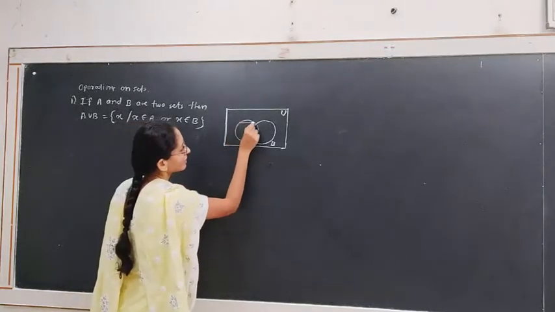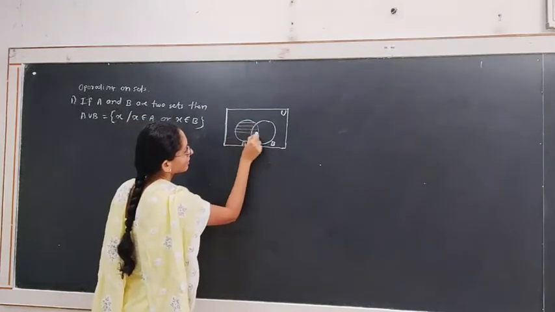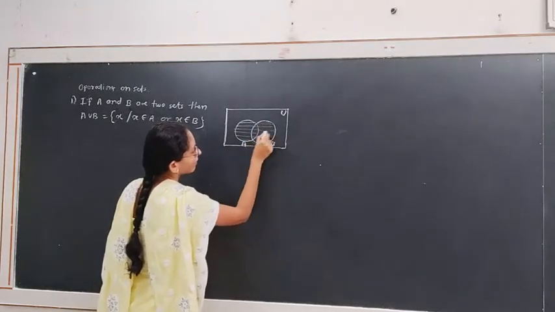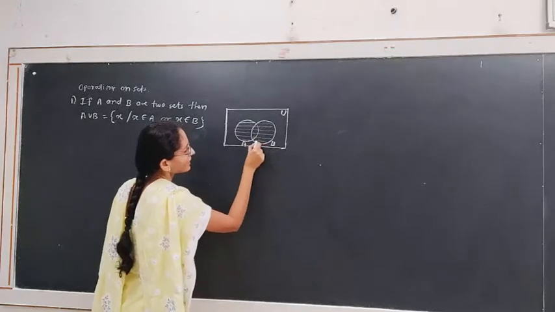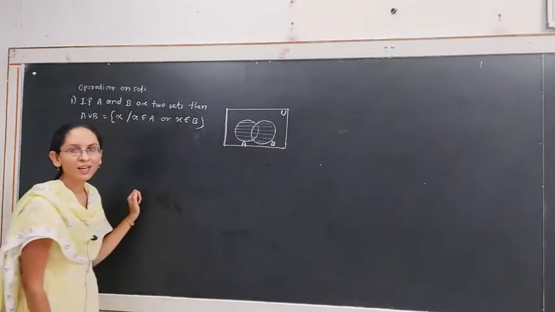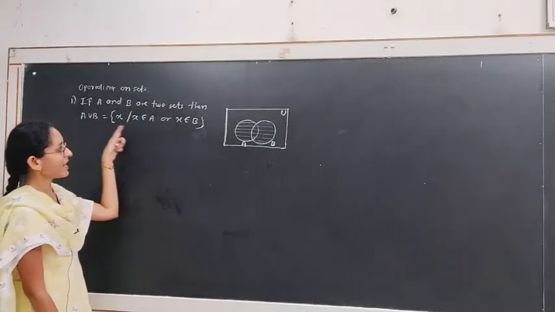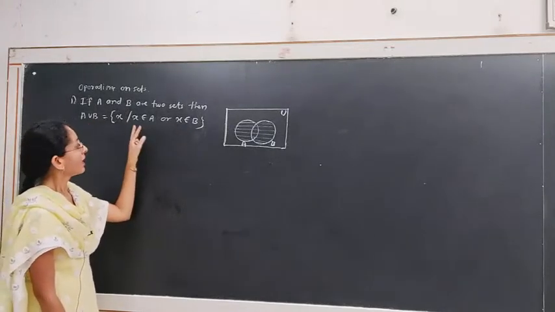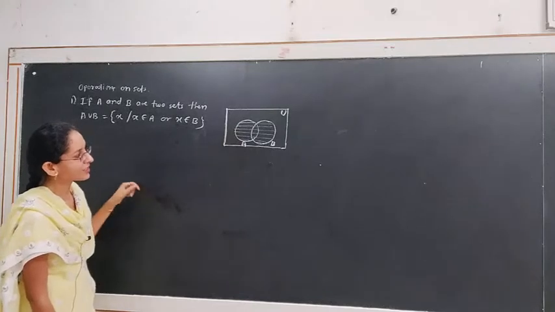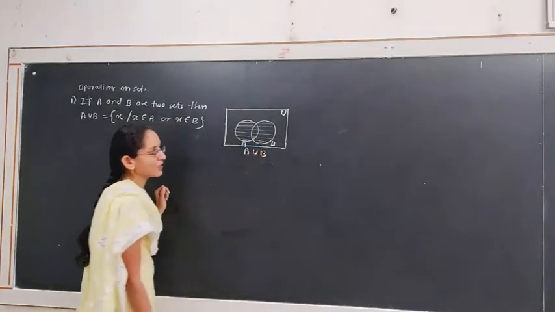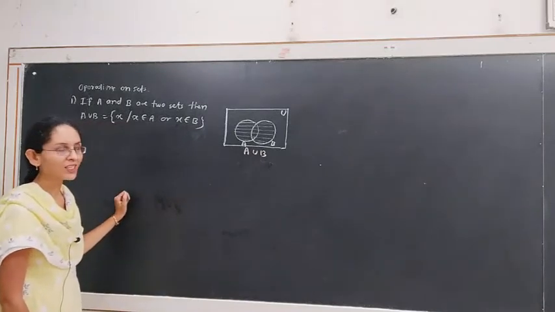We shade this region. The shaded region represents the elements belonging to set A or B. Hence, the shaded region represents the union of two sets A and B. This is the Venn diagram for A union B.